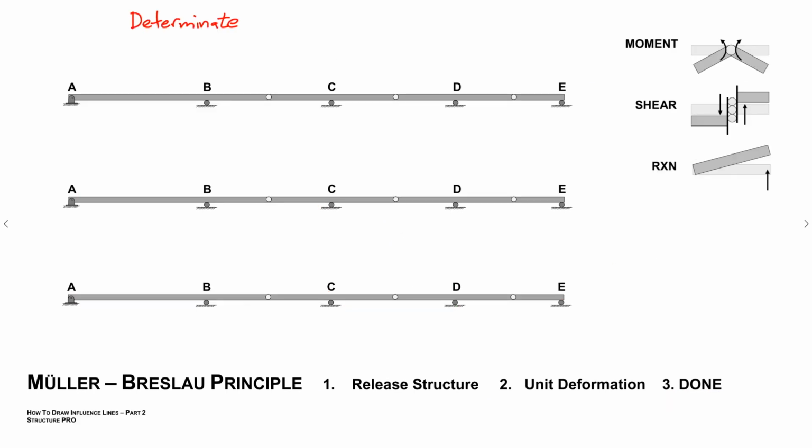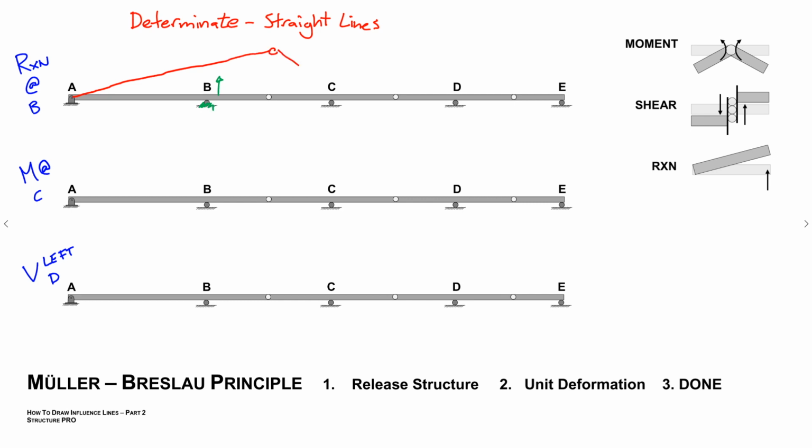Okay, so we're going to go a little quick here, but here's another 3 beams, very similar, except this time they're determinate. So we're going to have straight lines. We'll do the reaction at B, the moment at C instead of CD, since there's a hinge there now, and the shear to the left of D. So first, the reaction at B.